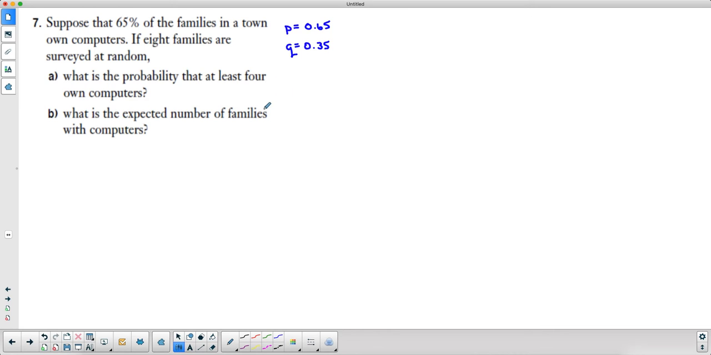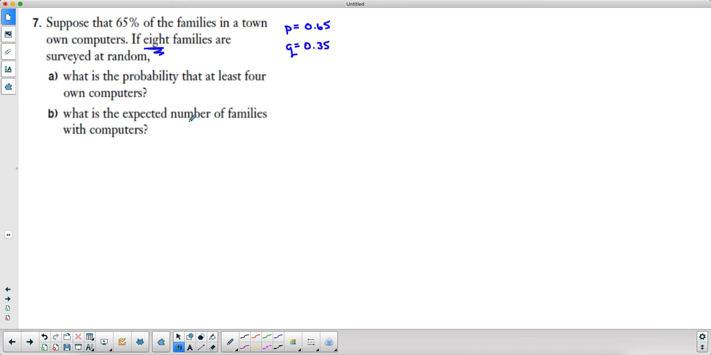Now, this is a nasty question because it says at least 4, and doing this indirectly is not even going to save us a whole lot of time. When it says at least 4 out of the 8 random samples, so we've got 8 that we're doing, at least 4 means that we have to calculate that they have 4, or 5, or 6, or 7, or 8, and then add them all together. If we were going to do this indirectly, we would have to subtract off the ones that we don't want, which is that they have no computers, 1 computer, 2 computers, 3 computers.